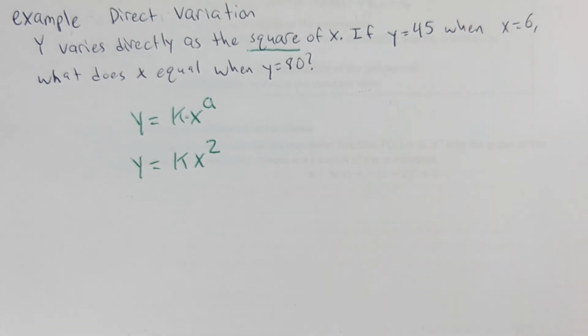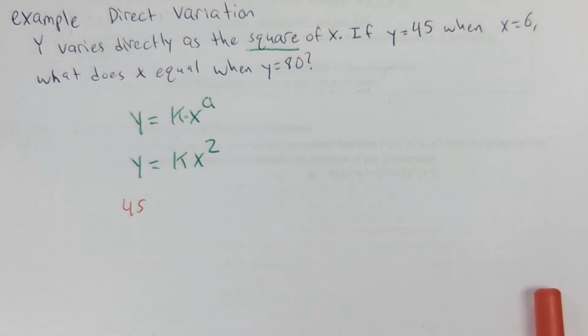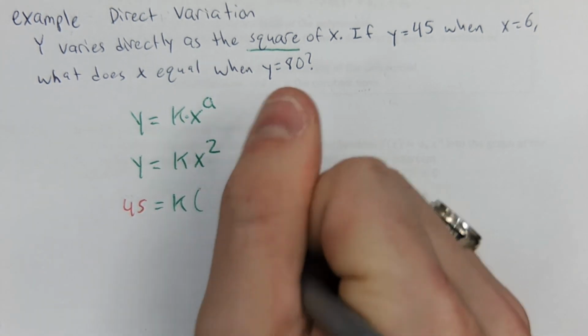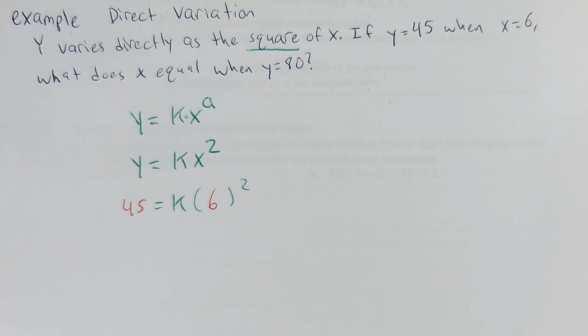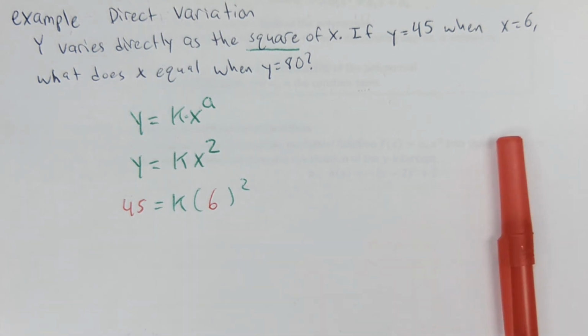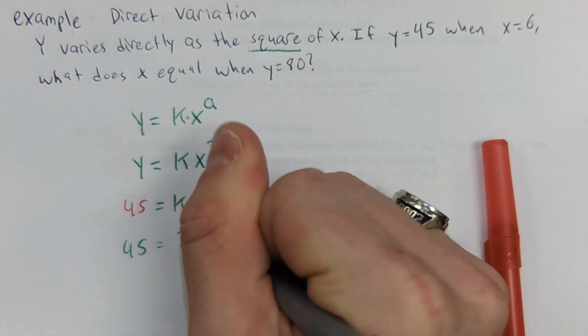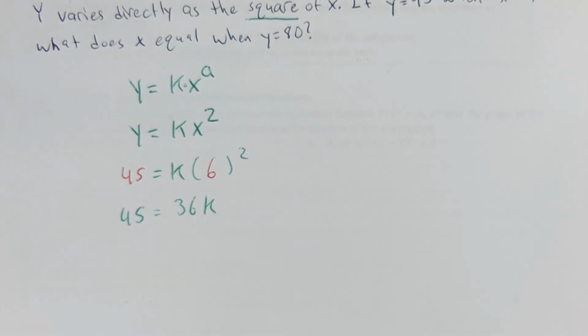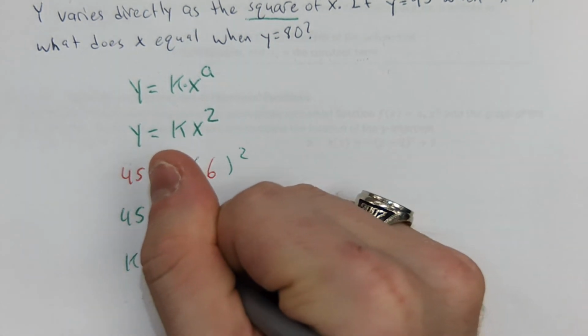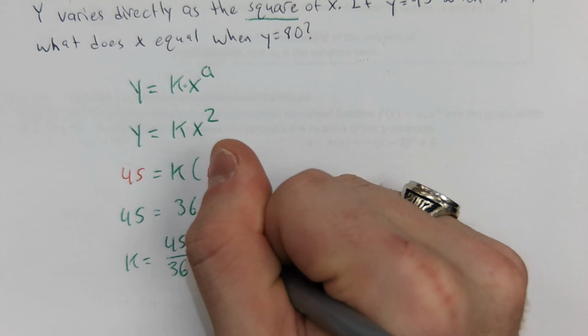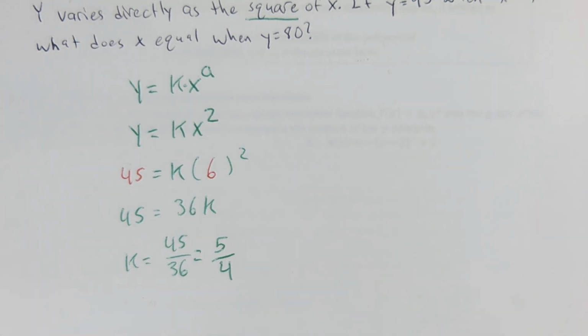Y is 45, x is 6. So 45 equals k, and I'll do it like this, where x is 6. Okay, 6 squared is 36. So I have 45 equals 36k, and then we're just going to divide both sides by 36. K equals 45 over 36, which reduces. 9 goes into both of those, giving me 5 over 4. There. Now we know what k equals.